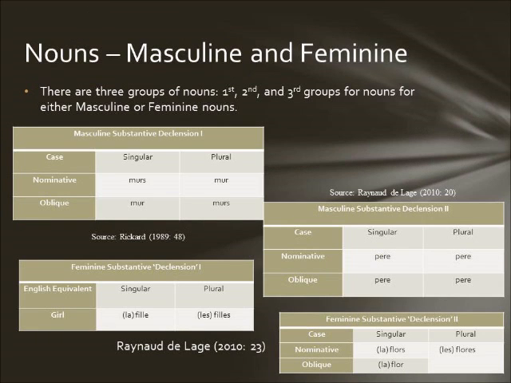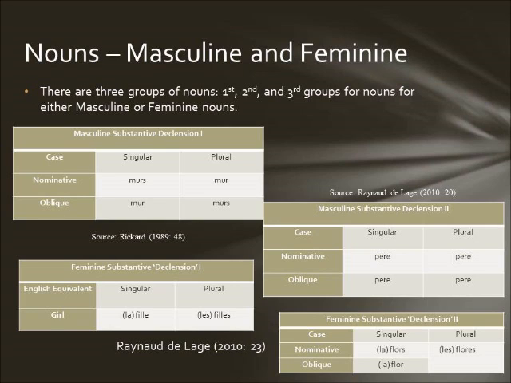Now just looking briefly at some nouns, masculine and feminine. There are three different groups of nouns that belong to the first, second, or third groups, or declensions, for either masculine or feminine nouns. If we look at the first declension for masculine nouns, we can see that there's an S added for the nominative singular, and that is taken off for the oblique singular. And if we look at the plural nominative, there is no S, but the oblique case has the S. So actually modern French uses the structure of the oblique, where singular doesn't have an S and plural does have an S.